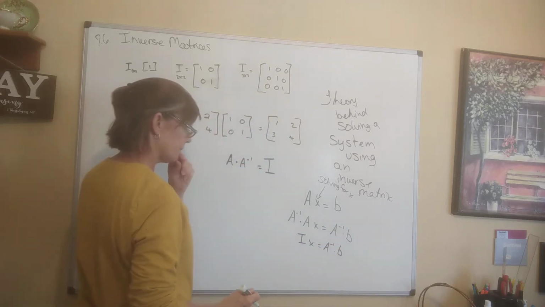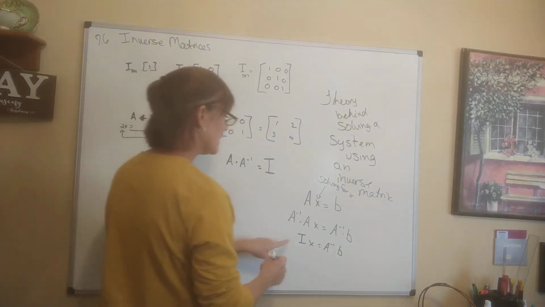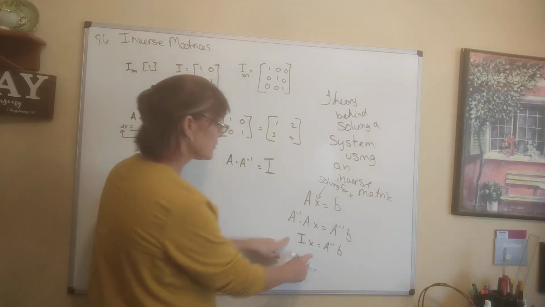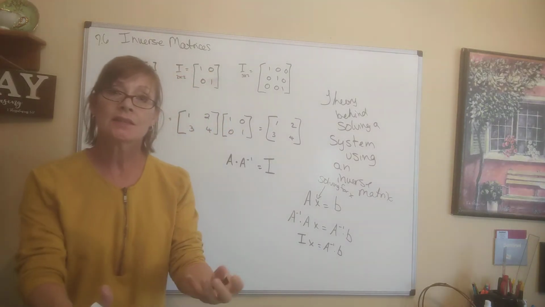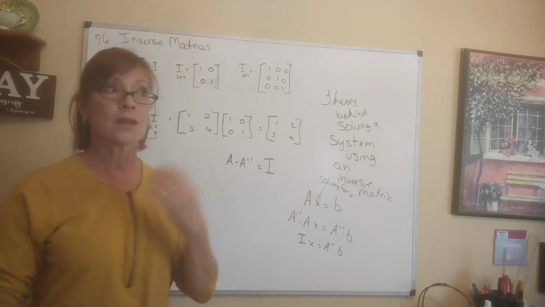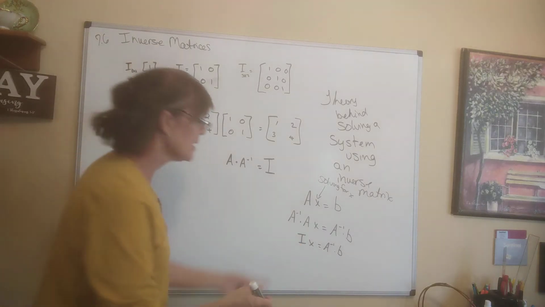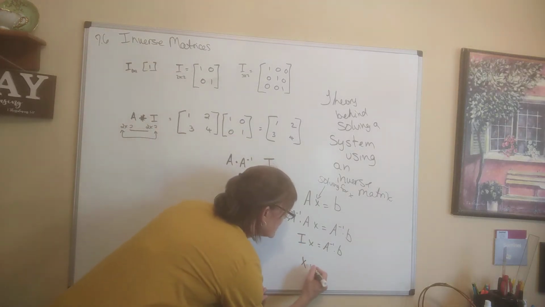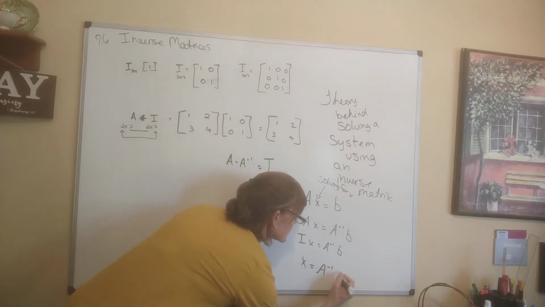But if we take the identity matrix and multiply it by anything, it doesn't change its identity. That is who it is, right? 1 times A is A. 1 times X is X. So we just get X here. So X is equal to A inverse times B.